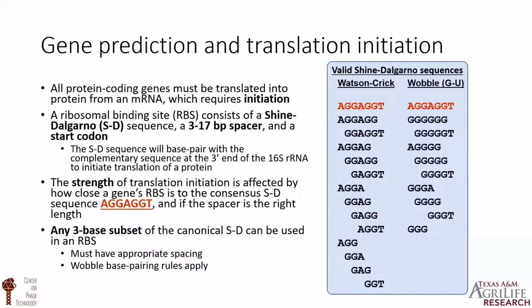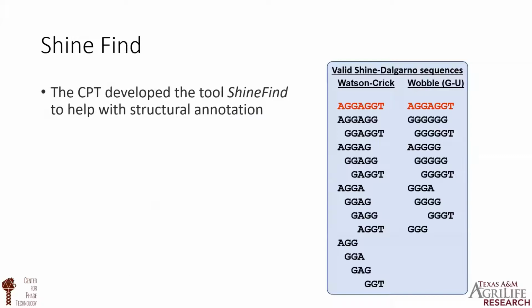On the left part of the column here, you can see all the valid Shine-Dalgarno sequences based on the normal Watson-Crick base pairing rules, the consensus Shine-Dalgarno sequence, and also valid subsets that could be used for translational starts. We have to keep in mind, though, that because translation actually occurs at the RNA level, wobble base pairing rules also apply as shown in the right column, where GU base pairs are a valid RNA base pair, allowing some variance in the Shine-Dalgarno sequence.